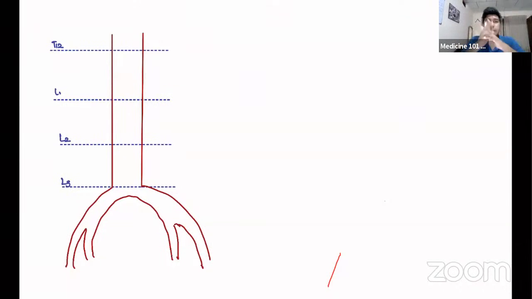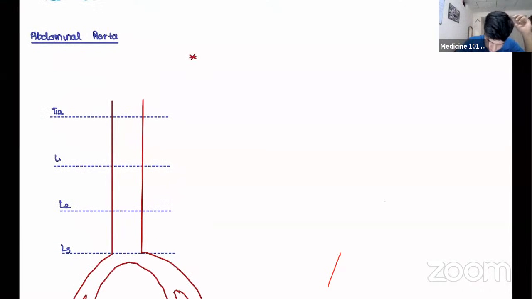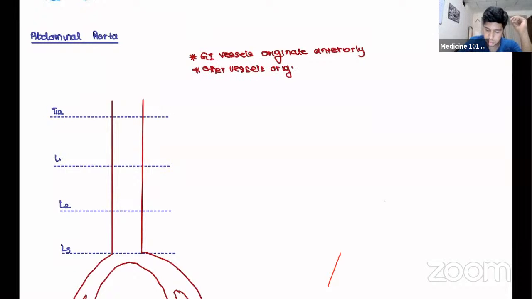Let me tell you something important. GI innervations and GI vessels originate anteriorly. Other vessels originate laterally. Let me explain this. The GI vessels, the celiac trunk, the superior mesenteric artery, and the inferior mesenteric artery, originate anteriorly from the front of the abdomen, facing this way. Other vessels, such as the renal arteries, go this way, towards the kidneys. Renal arteries originate laterally.